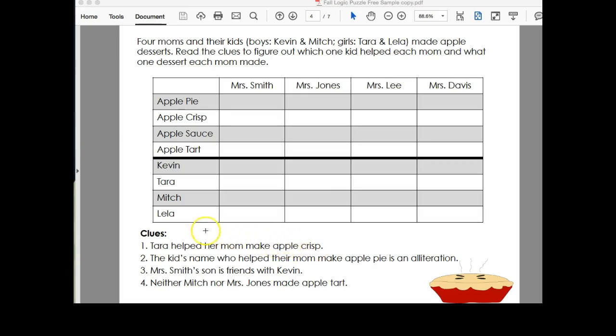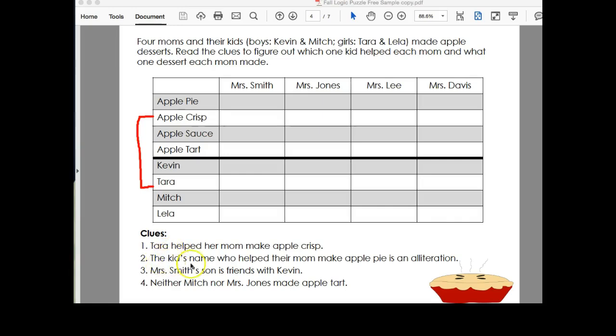All right, and now for the clues. Number one, Tara helped her mom make apple crisp. All right, so we can't really do anything yet, but I do like to draw on here and just connect these two, because we know that Tara helped her mom make apple crisp.